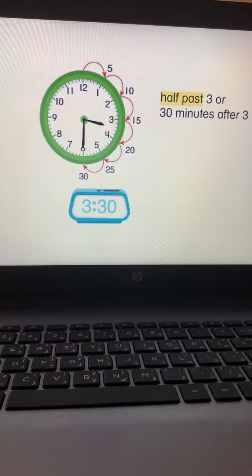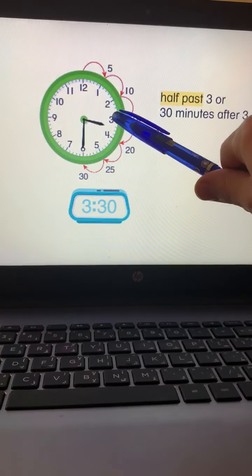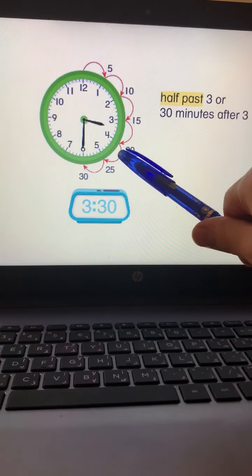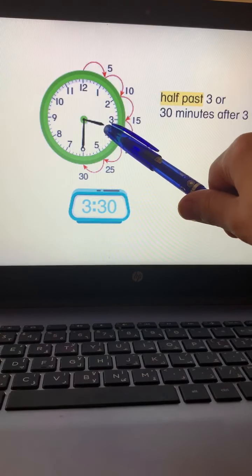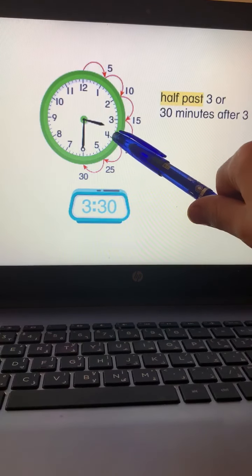Let's practice how we will solve here. Look at the short hand. The short hand is between 3 and 4. The hour hand is between 3 and 4. So what will I say? I will say it's 3, or I will say it's 4. How do I know which one is correct? I remember that the clock is moving like this. So it was on 3 and it's running to be 4. That means every time the short hand is between two numbers, I will take the number before, not the number after. So it's 3, not 4.